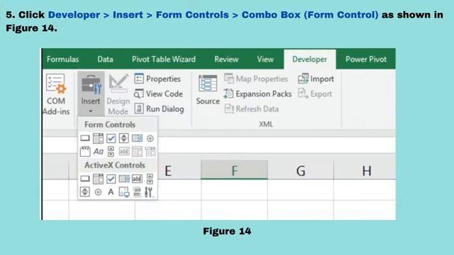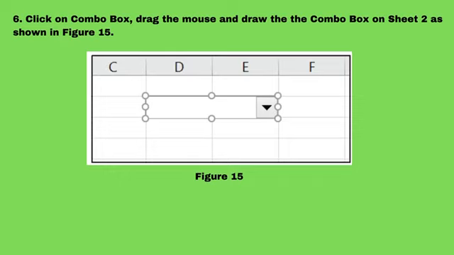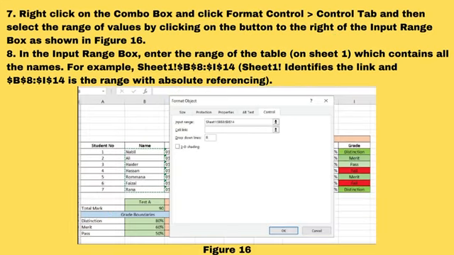Step 5. Click Developer, then click Insert and then go to Form Controls and choose Combo Box, Form Control, as shown in Figure 14. Step 6. Click on Combo Box, drag the mouse and draw the combo box on Sheet 2 as shown in Figure 15. Step 7. Right-click on the combo box and click Format Control and go to the Control tab and then select the range of values by clicking on the button to the right of the Input Range box as shown in Figure 16.